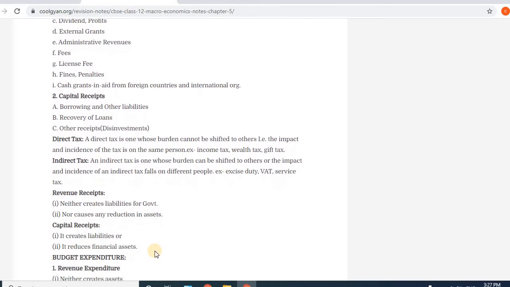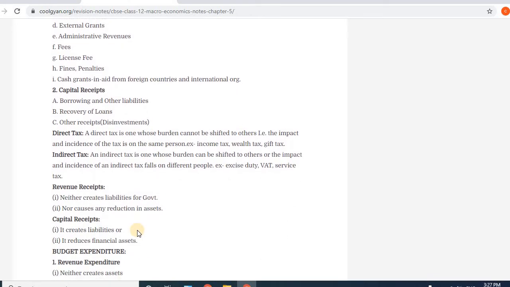Indirect tax: an indirect tax is one whose burden can be shifted to others, or the impact and the incidence of an indirect tax falls on different people. Example: excise duty, VAT, service tax.